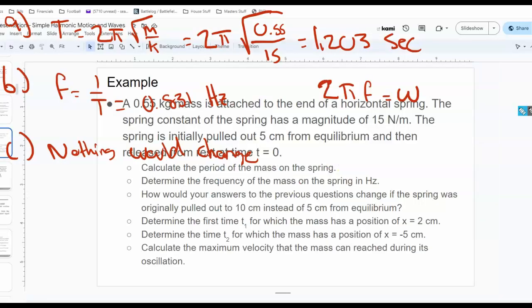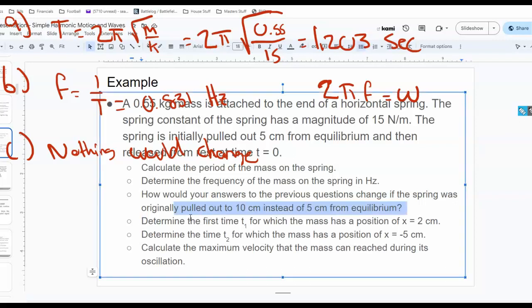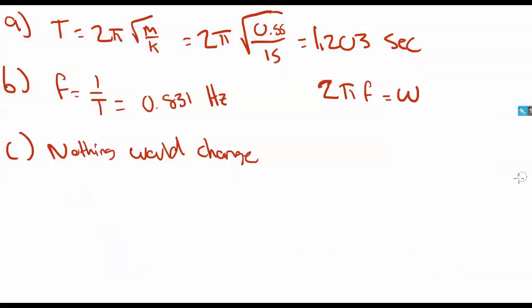Okay, but for the mass on the spring without any friction or resistance, it is truly simple harmonic motion, and so nothing would change here. Okay, so question 4 says determine the first time t1 for which the mass has a position of x equals 2 centimeters. So I want to find the time t1 where x is equal to 2 centimeters.